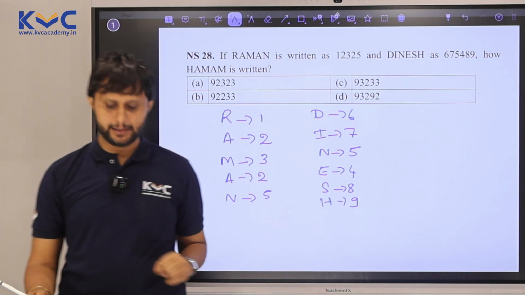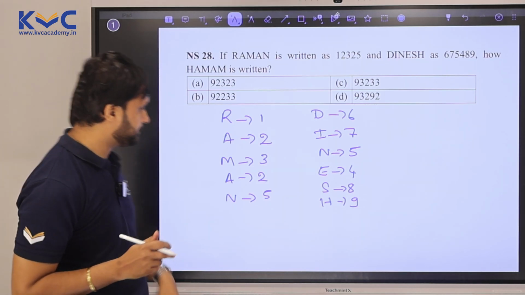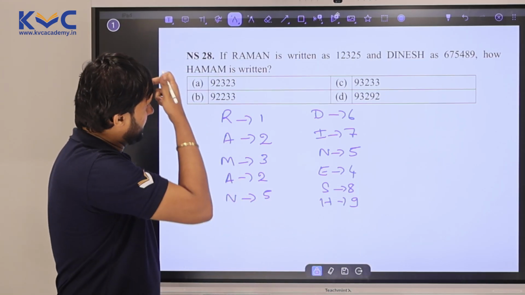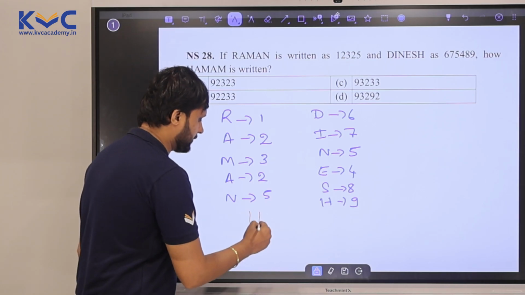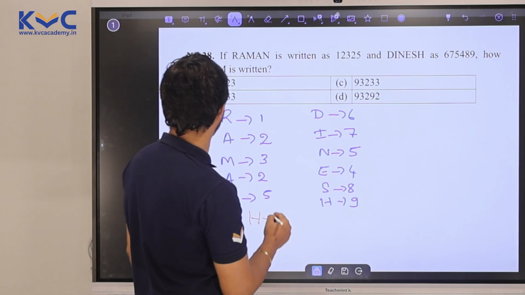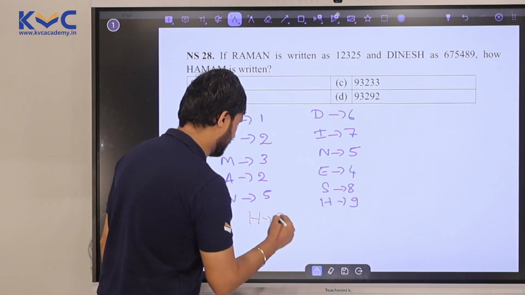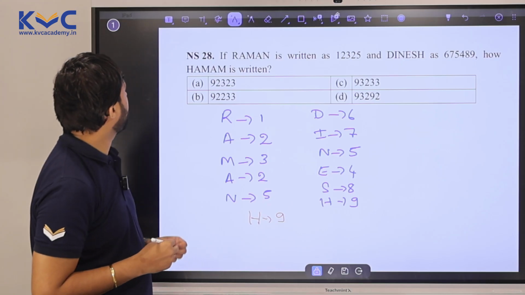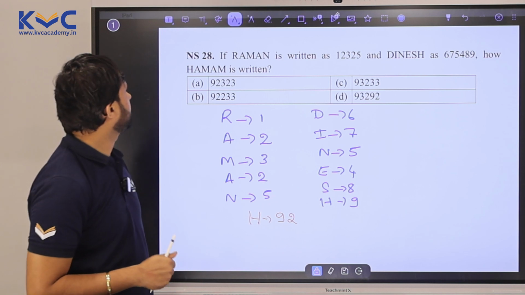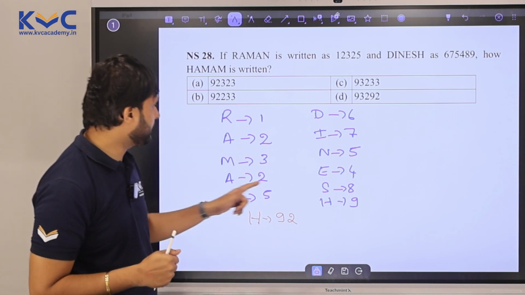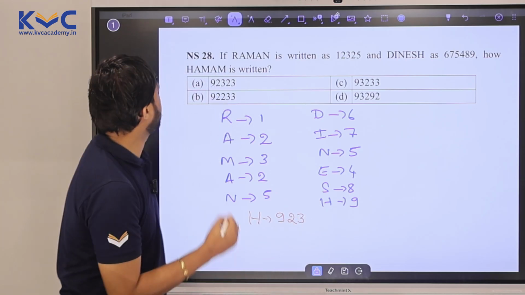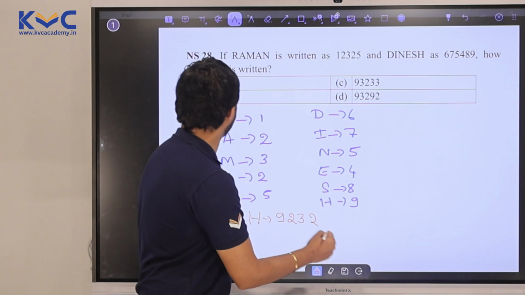How is Haman written? H-A-M-A-N. Let's try that. H we pick from the above. H is 9, not 19. 9. And we have A. A is 2. Then we have M. We had written it somewhere. M is 3. And we have A again, which is 2. And M again, which is 3.